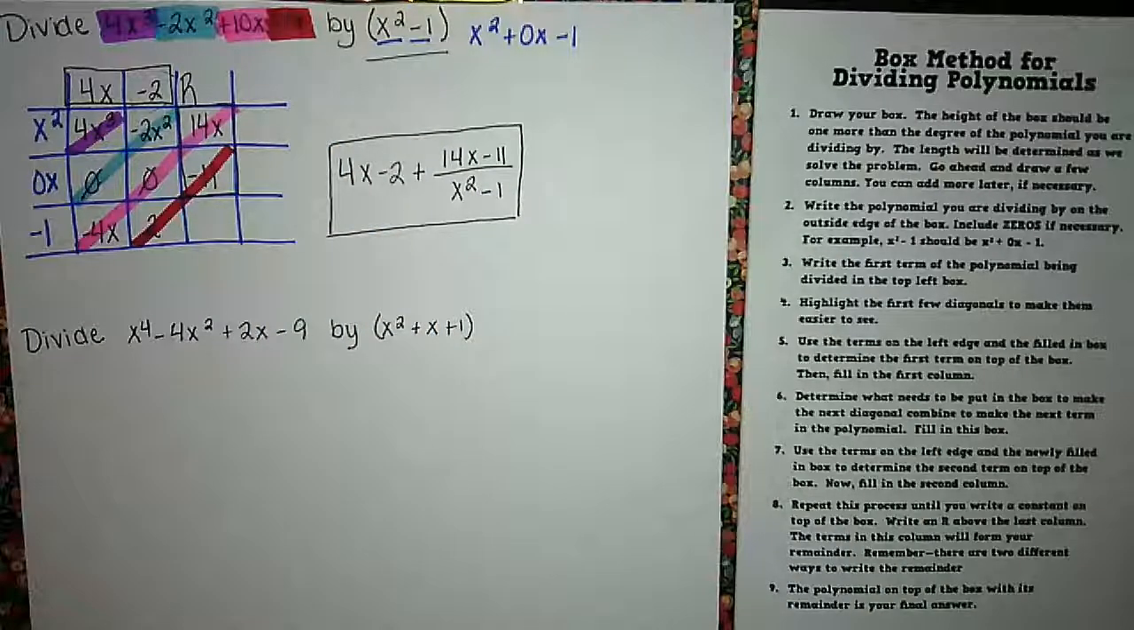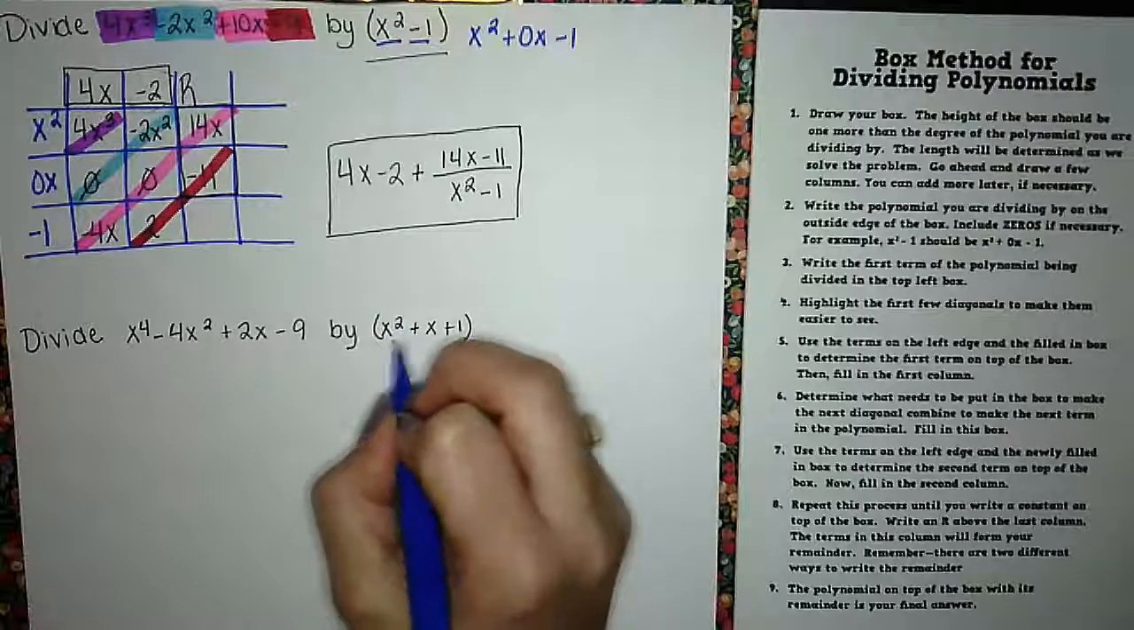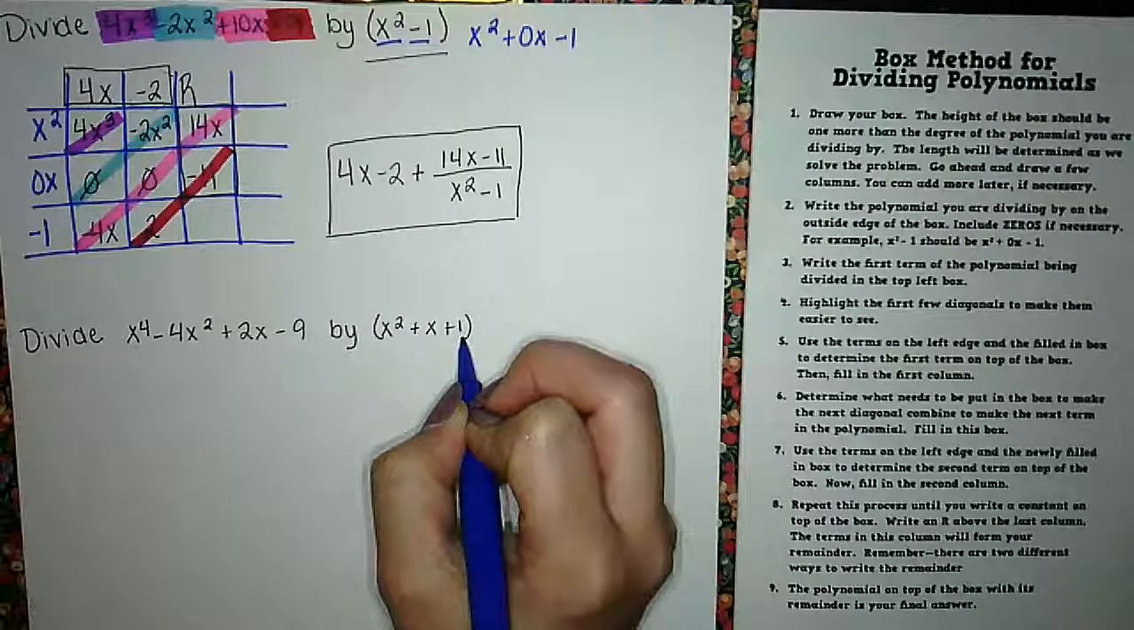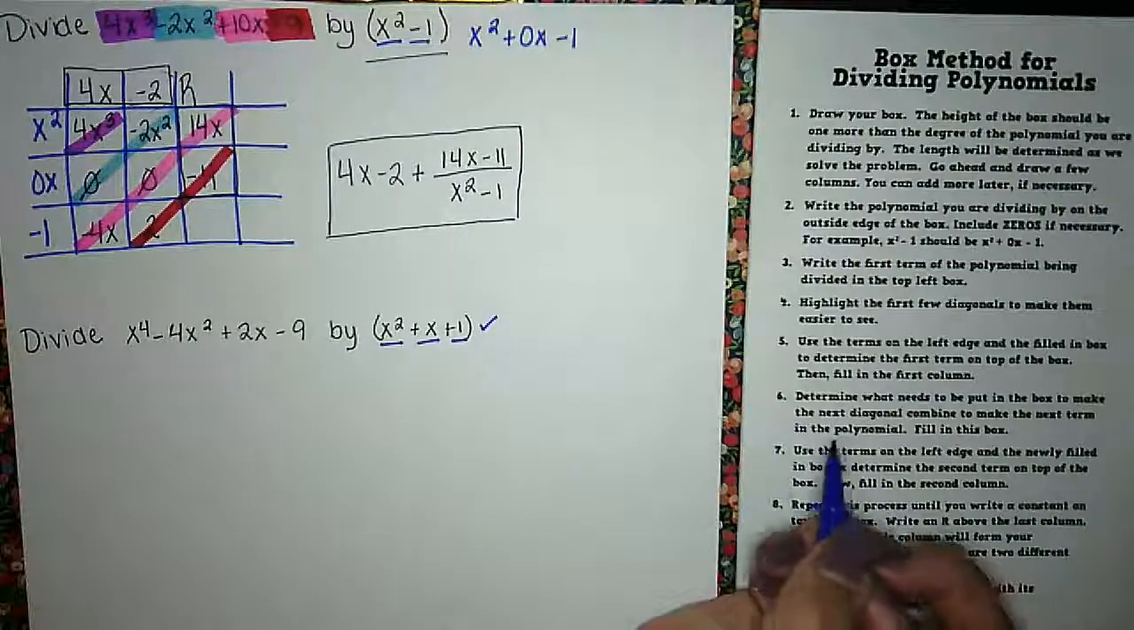We're going to do one more, and then you can try. So again, we need to check for anything that's missing. So here we start with a quadratic. We want to make sure we're not missing anything in between that and the constant. So quadratic, linear, constant, this is good.